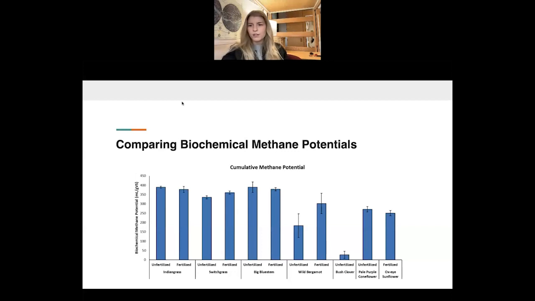From this graph, we can see the pattern where the grasses did end up producing more methane than the forbs. According to this graph, there doesn't seem to be a correlation between the fertilized and unfertilized prairie grass in terms of the amount of methane produced. So whether or not the prairie plant was cultivated in a fertilized plot or not does not affect the amount of methane it produces. From this graph, we can see that the prairie plants that ended up creating the most methane were big bluestem and Indian grass.